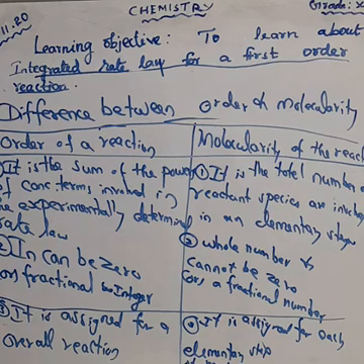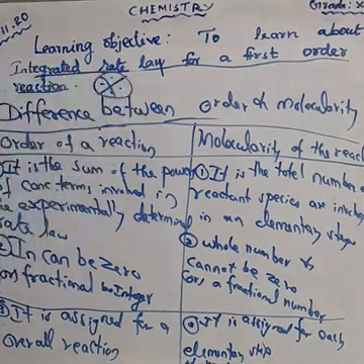Differences is a very important question. It is a guarantee question, a repeating board exam question. What is the order of the reaction? It is the sum of powers of concentration terms involved in the experimentally determined rate law. What is the molecularity of the reaction? It is the total number of reactant species involved in an elementary step.